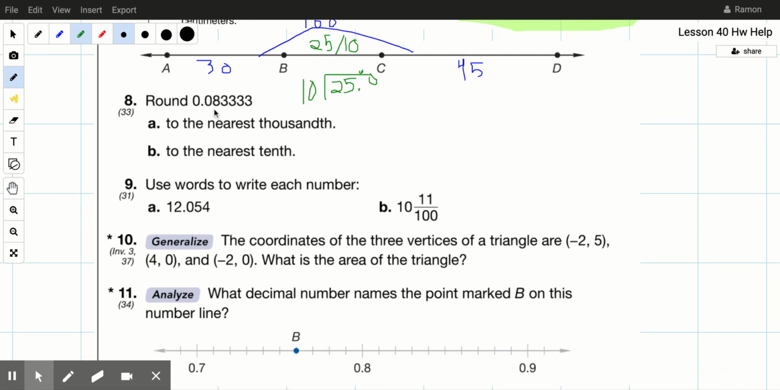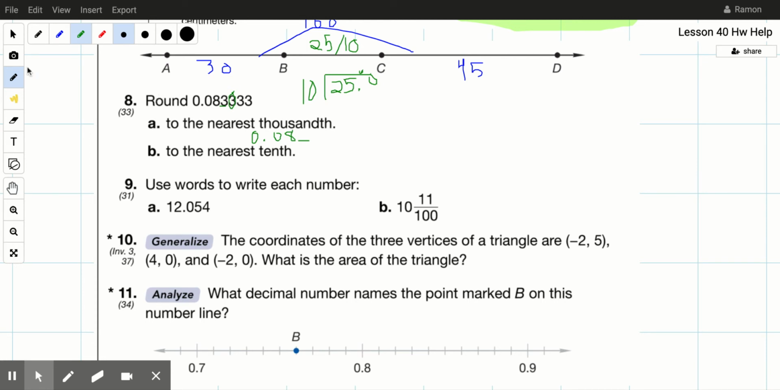Number 8, round 0.08 and then 3 repeating to the nearest thousandth, which is the third decimal place. So you look at the number directly to the right to see if it will go up or stay the same. Everything on the left stays the same. And then it's up to you to determine whether that's going to remain a 3 or become a 4.